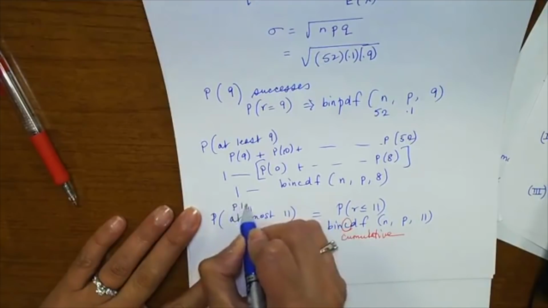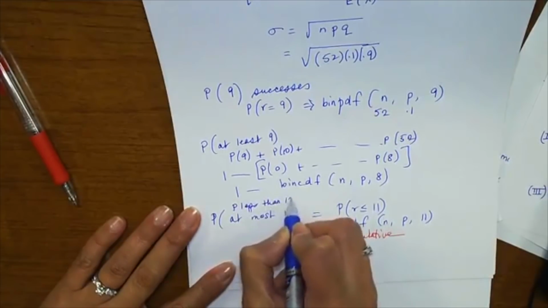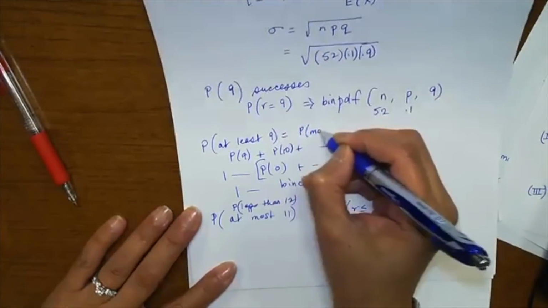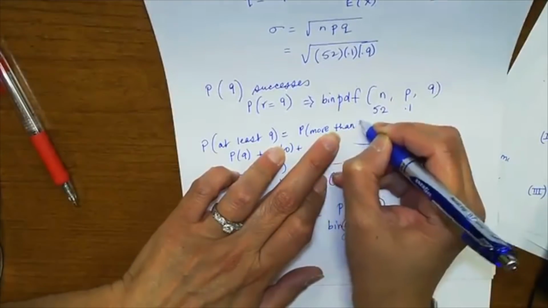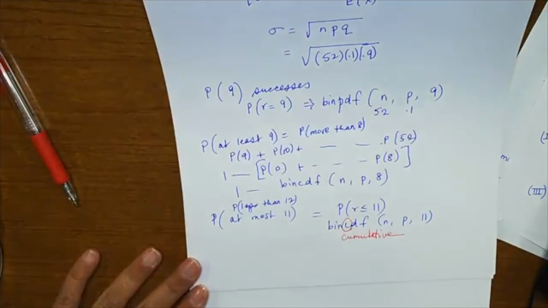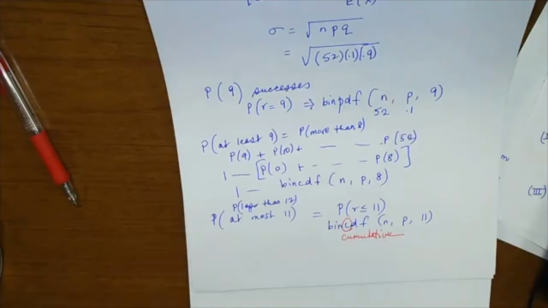That's the same as probability less than 12. And this is the same as probability more than 8. Right? More than 8 means strictly more than 8, not including 8. Right? You get me, right?